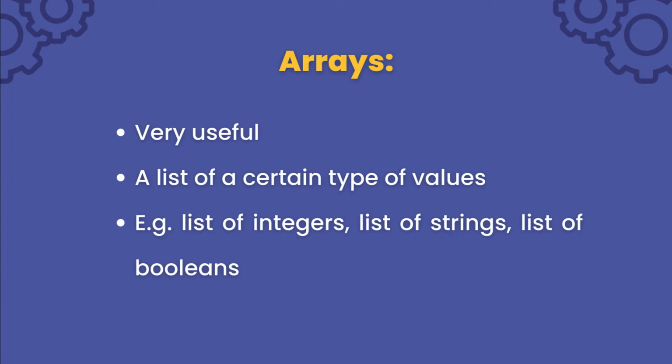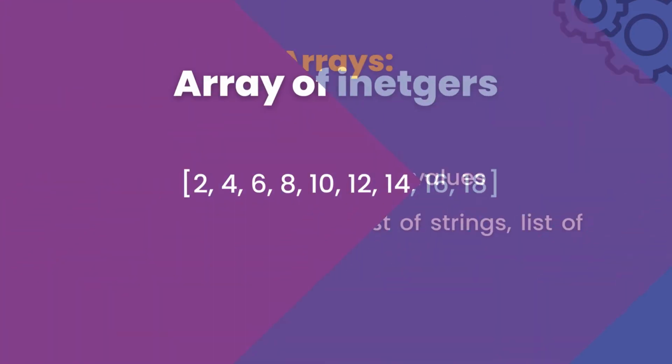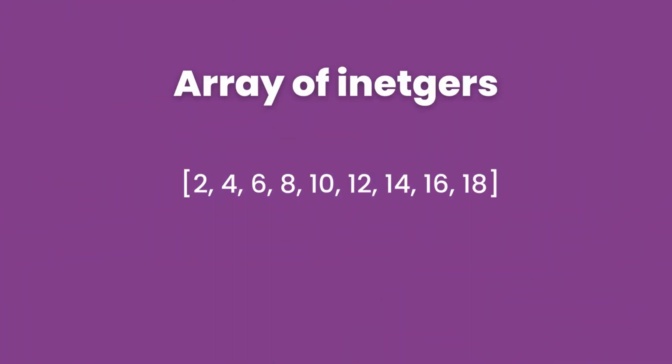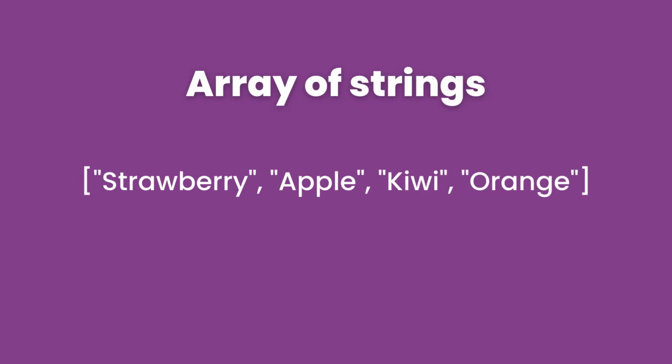For example, an array could be a list of integers, a list of strings, or a list of booleans. This is an array of even integers. And this is an array of strings, which all represent various fruit names.